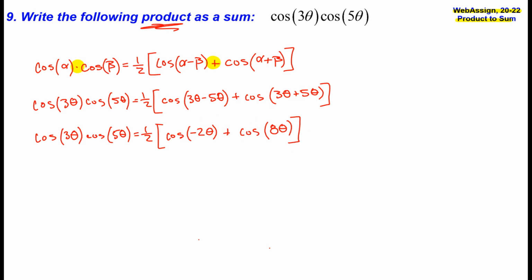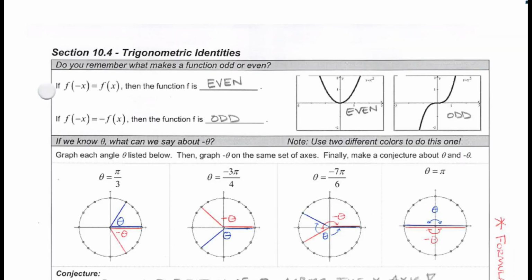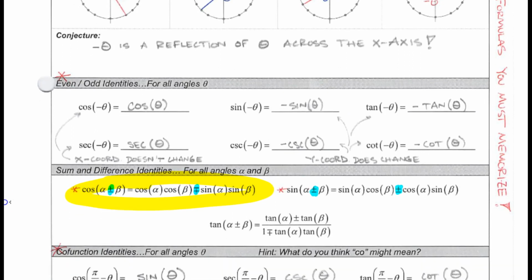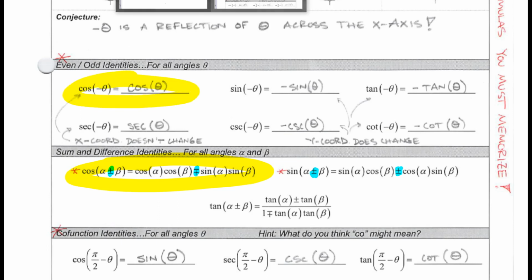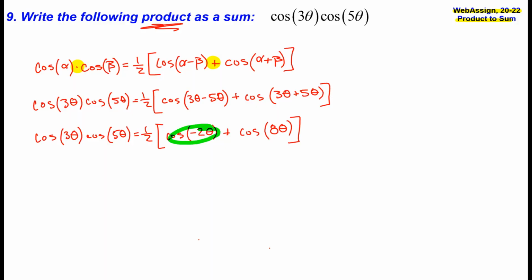Okay, I want to pause here to just comment on one thing. Let's take a look at this cosine of negative 2 theta. I want to go back real quick and just look at some of our even odd identities that we had in our reference page. So the cosine of negative theta is just equal to the cosine of theta. So I can go back here and make the following statement. Cosine of negative 2 theta equals the cosine of 2 theta, and that's from our even odd identities.